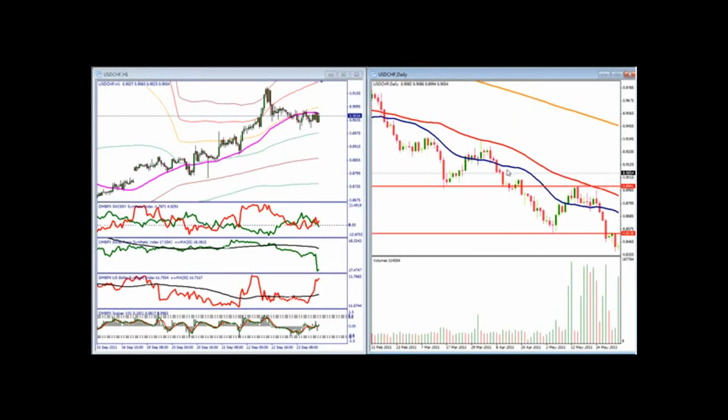Well, maybe 0.91. So it's going to be a little bit tougher. Probably right in here, 0.92. That gets us the swing low here and into that area there. Definitely something to watch.